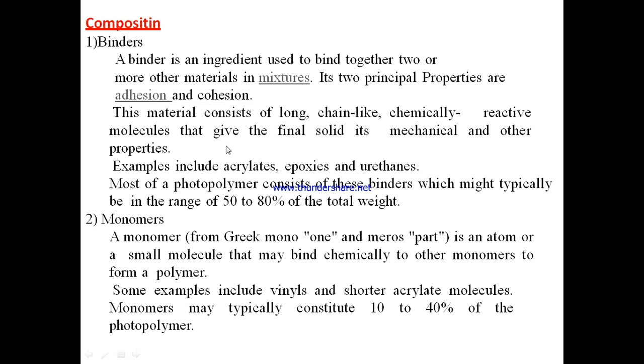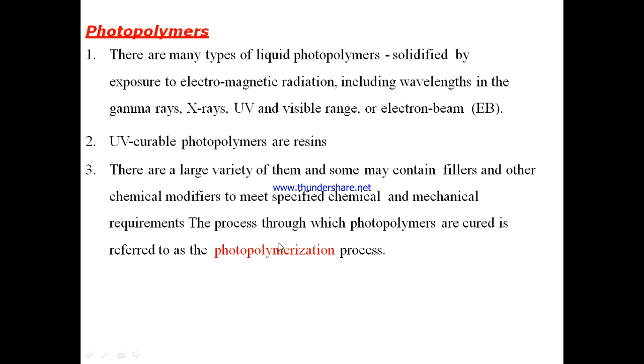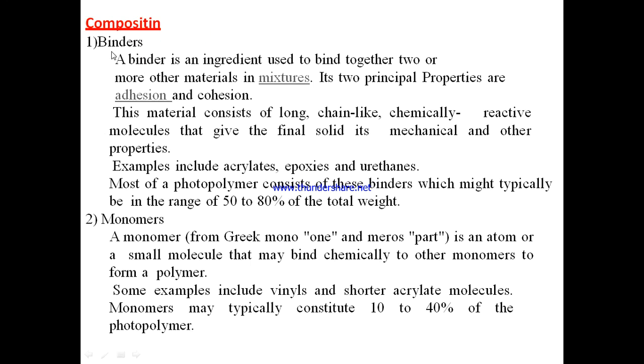So, what composition is to be taken for this particular photopolymer resin to make the resin? There are many types. Number one is binders. A binder is an ingredient used to bind together two or more other materials in a mixture. Its two principal properties are adhesion and cohesion. This material consists of long chain-like chemically reactive molecules that give the final solid its mechanical and other properties. Examples include acrylates, epoxy, and urethanes, etc.